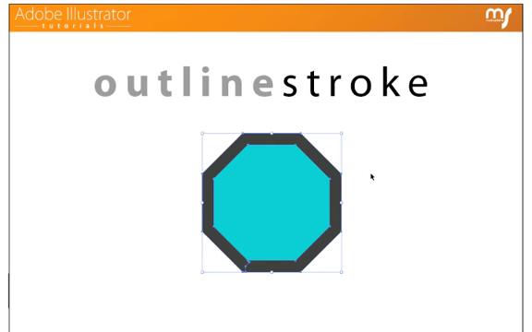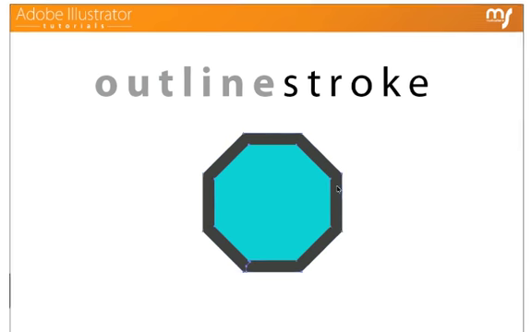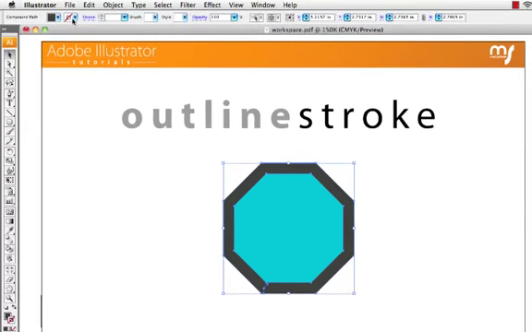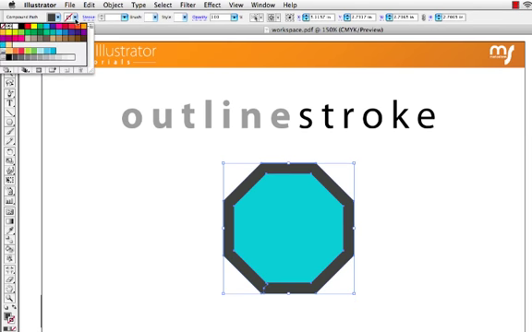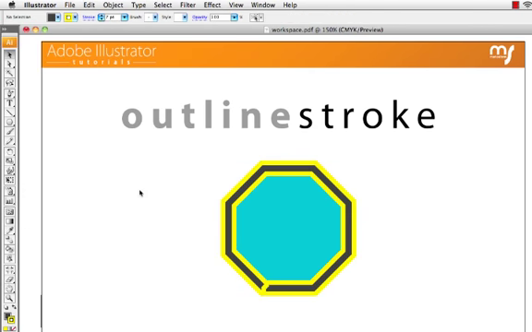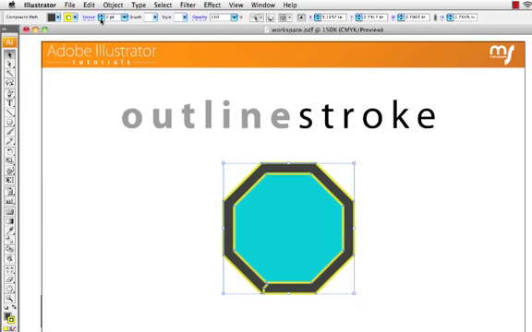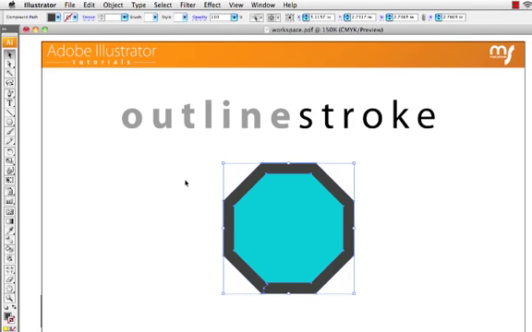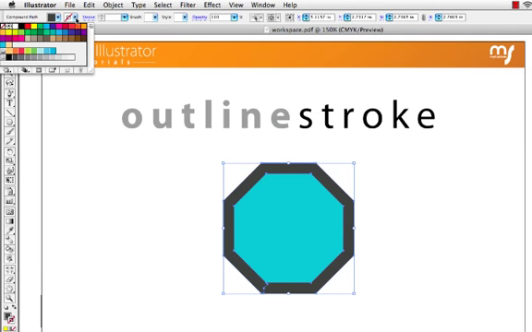But another cool thing that you can do, once you have outlined your stroke, is from here you could add a stroke to what used to be the stroke. So let me go ahead and do a yellow stroke, and I'll increase the size. Now you can see I've begun to create. That's a little too thick. Let's pull it back a little bit. You can begin to create some cool effects.